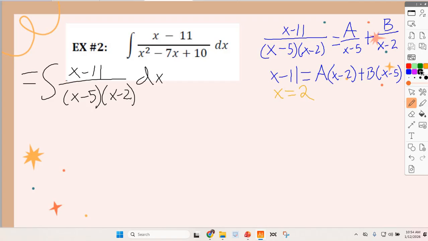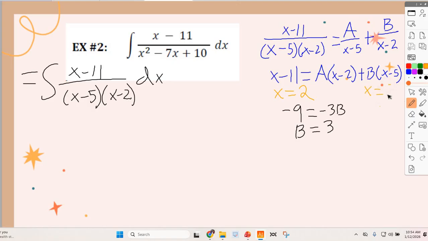2. Alright. So like I said, the only thing we need to be careful about is we do have a 2 that we need to plug into on the left hand side this time. So 2 minus 11 gives us negative 9. If I plug it into the right hand side, 2 minus 2 gives us 0, so A goes away. And then 2 minus 5 gives us a negative 3B. So what do we get for B? Positive 3. Alright. What would our other value be?